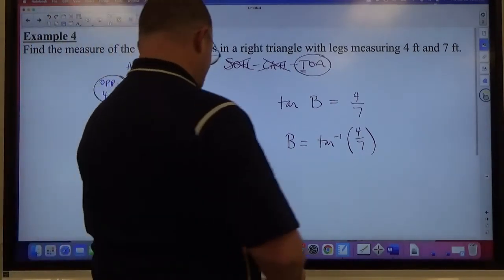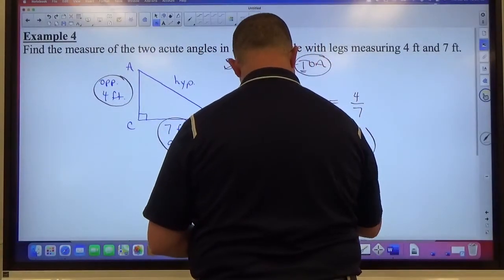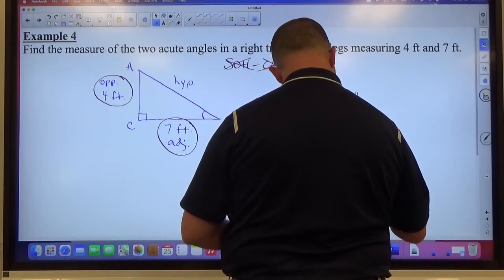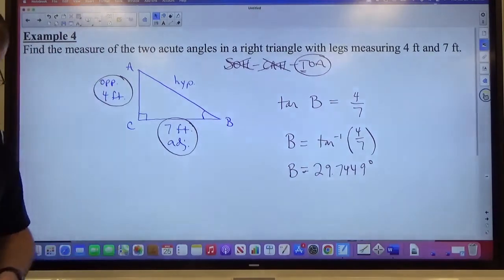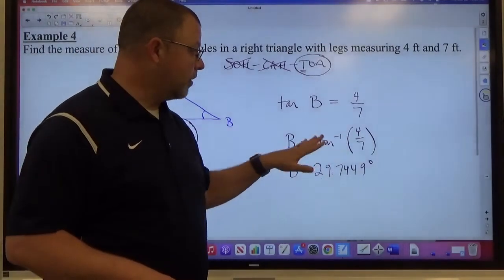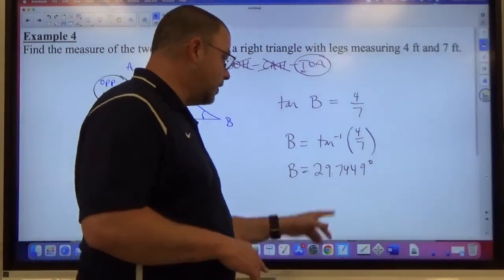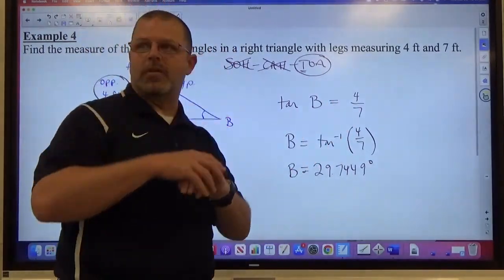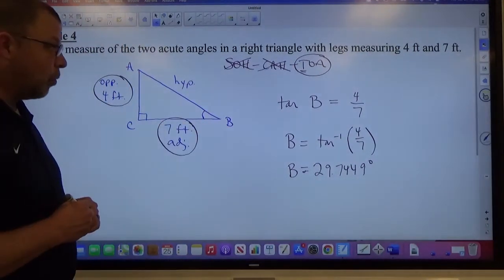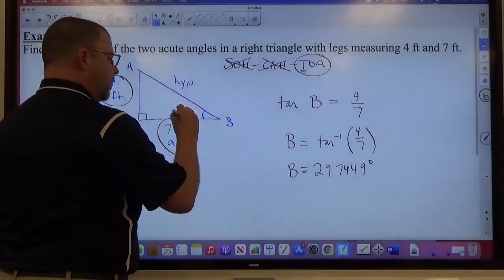My calculator says 29.7449. And again, I simply entered inverse tangent of 4/7. On the actual calculator screen it displayed tan -1 parentheses. I typed in 4/7 equals. All right. So if I was rounding to 1 decimal place, that's 29.7 degrees is how big B is.